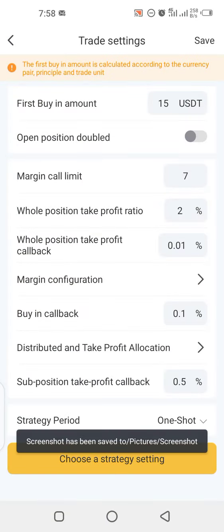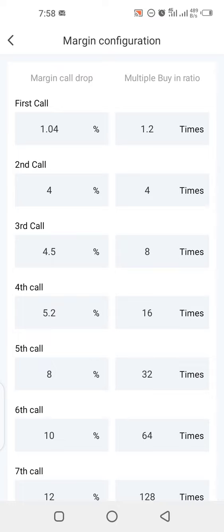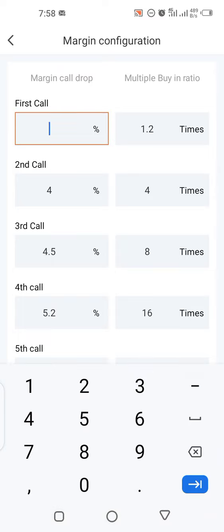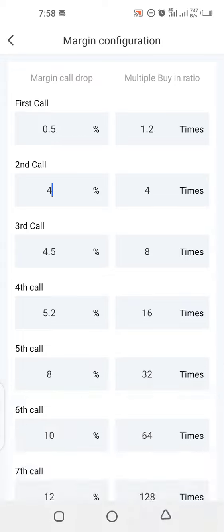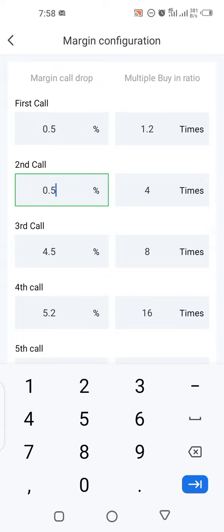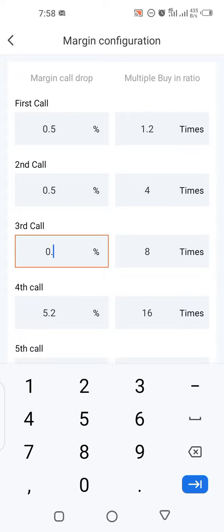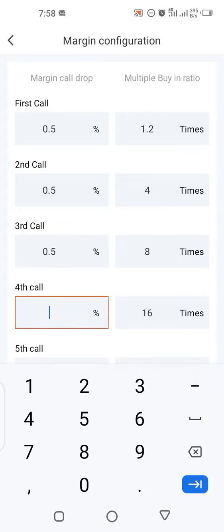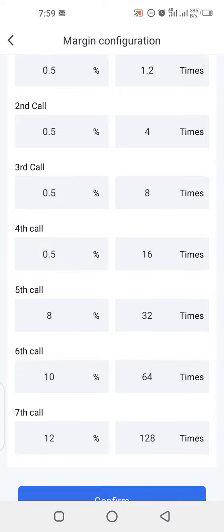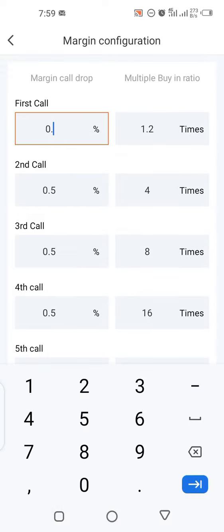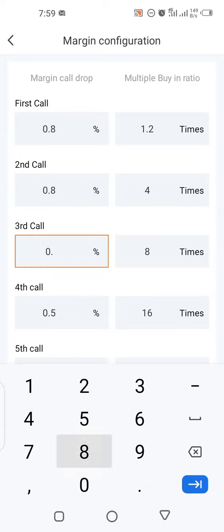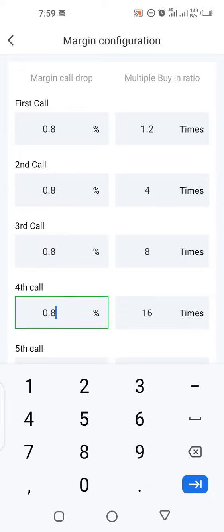So let us start with the margin call configuration. Now, the fact is, if you use 30 minutes time frame, I would recommend 0.5 for the first 4 margin calls, for 30 minutes, 1 hour. If you are using 4-hour time frame, I would recommend 0.8, 0.8, 0.8, 0.8 for the first 4 margin calls.